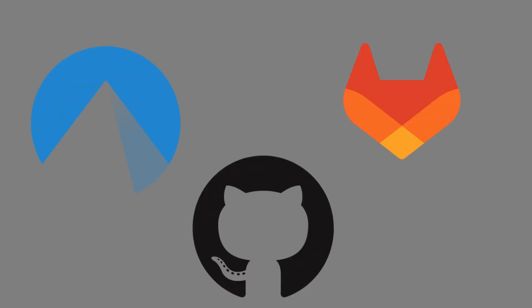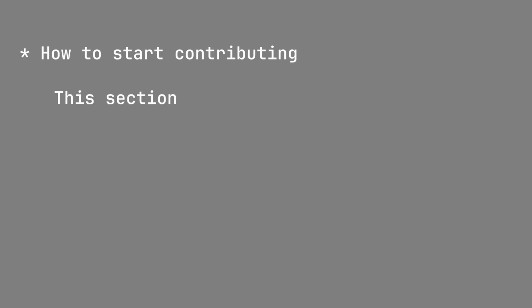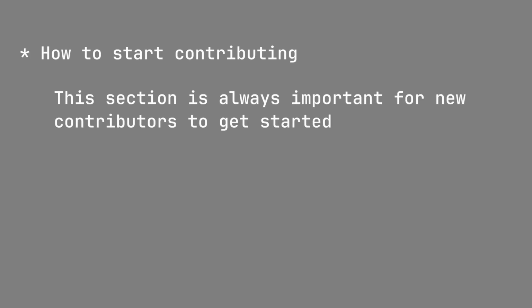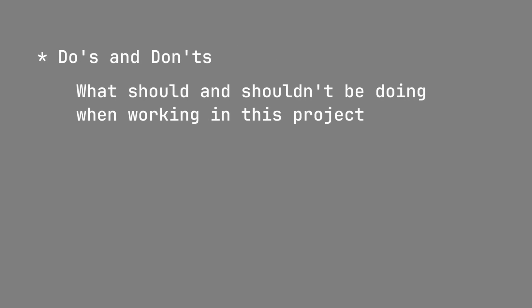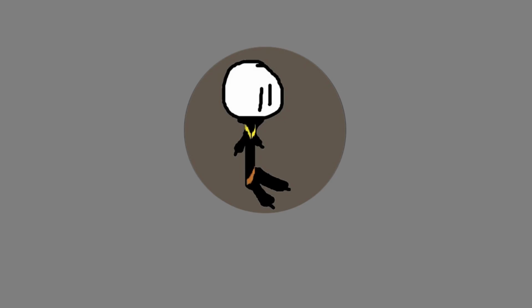Now about contributions. I believe this one is a more known practice because even Git hosting platforms support it. The contribution file allows you, the owner of the repository, to impose rules on how contributions work on your project. Normally, there are sections like how to start contributing. This section is always important for new contributors to get started. Do's and don'ts, what you should and shouldn't be doing when working in this project, how to propose changes, how to make your first issue, how to make a pull request, and much more. Be as detailed as you can on this one. You can even pair it with a wiki.